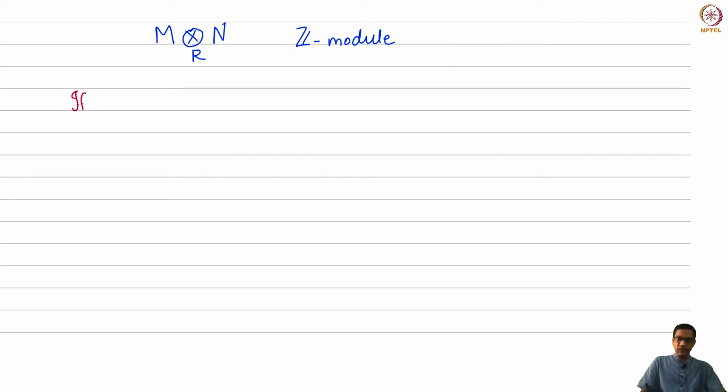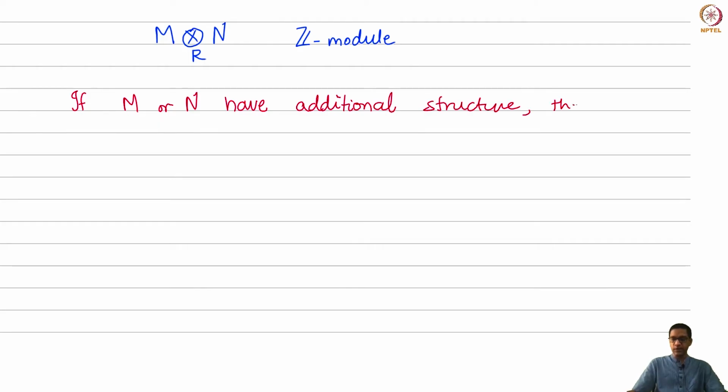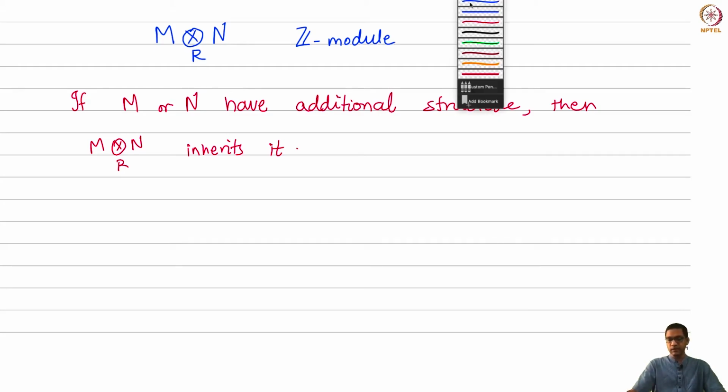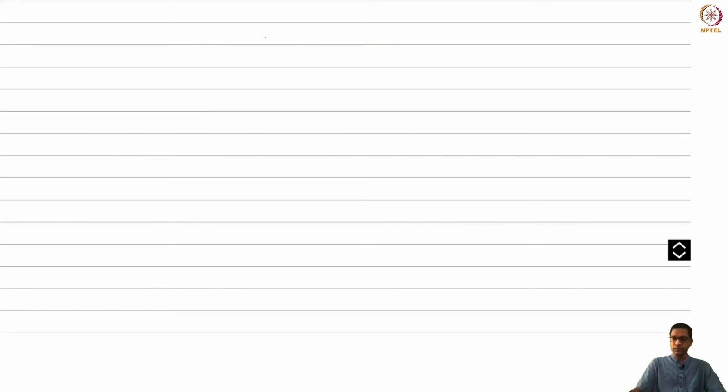So here's the point: if M or N or both have additional structure, then the tensor product inherits it. Then M tensor N inherits it. Okay, so let's make this a little bit more precise. To make this precise, I will introduce something maybe in great generality, and then we look at various special cases of this. So this is the notion of bimodules.